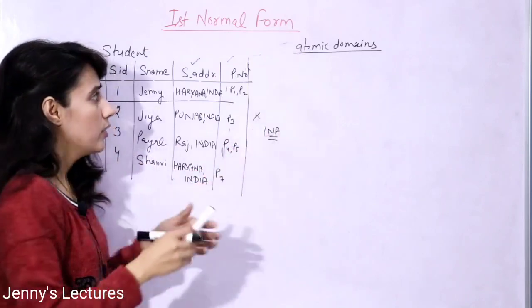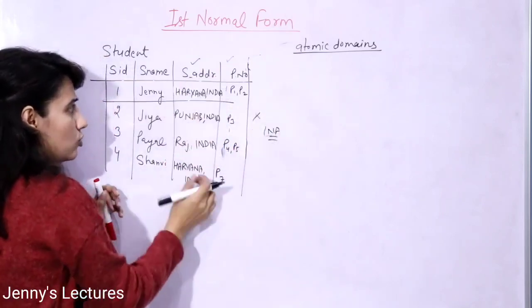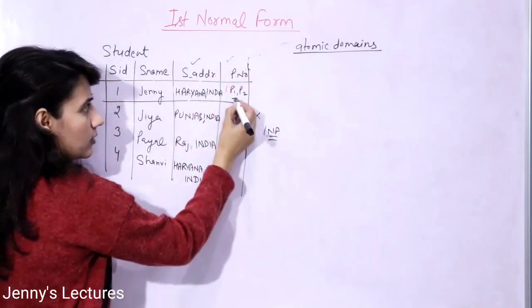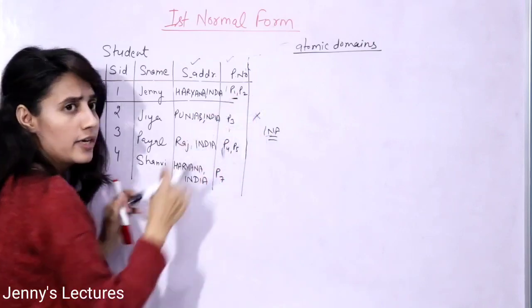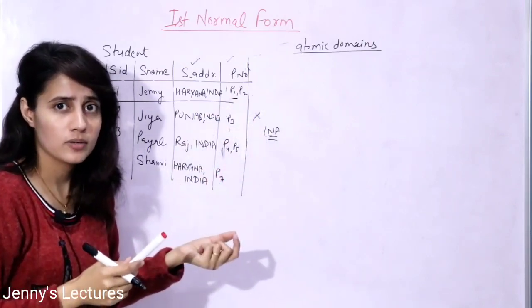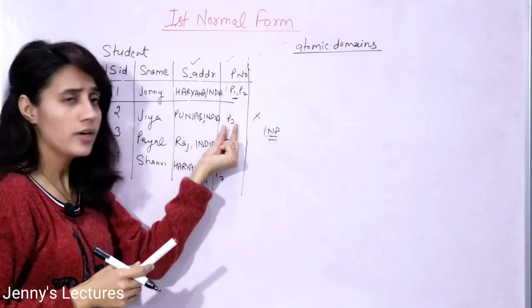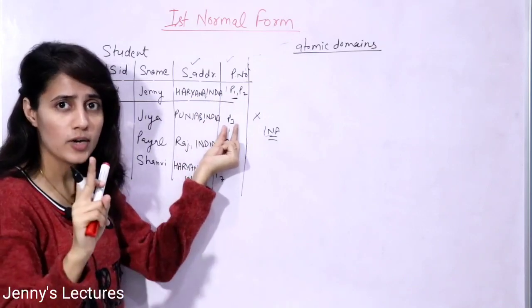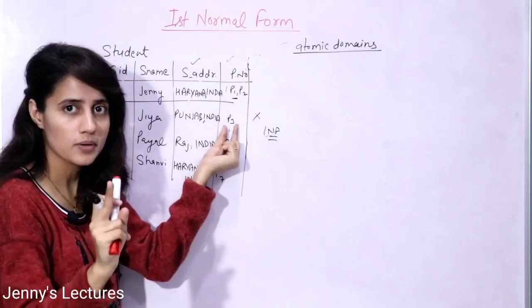Now each cell, or each column, but see, what about this P1 and P2? This contains two values, so it is not atomic. If it contains only one value, that is P3, only one phone number, then it is atomic.